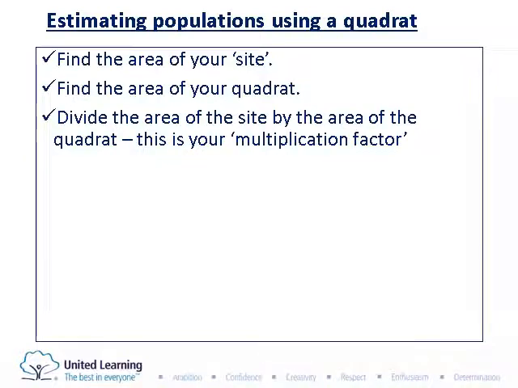So what we do is we can divide the area of the site. For example, if my site is 20 metres squared, we can divide that by the area of the quadrat, which we said was 1 metre squared. And that would tell me that my quadrat fits 20 times into that area. So 20 divided by 1 is 20. So that will give me something called my multiplication factor.